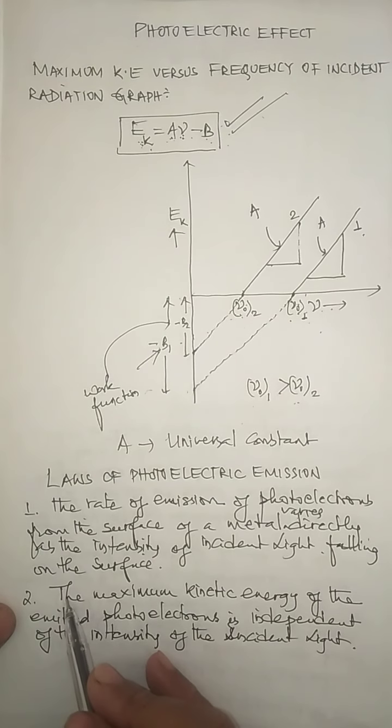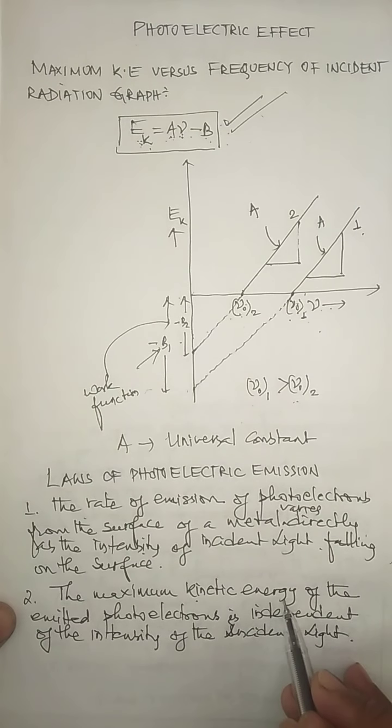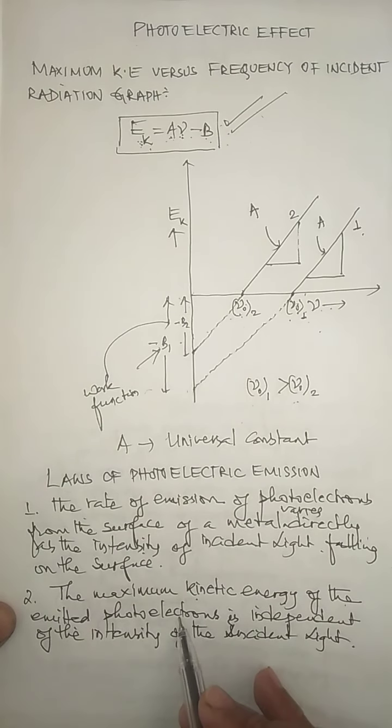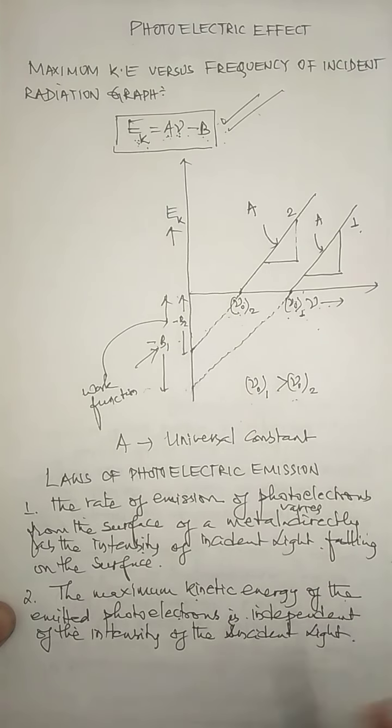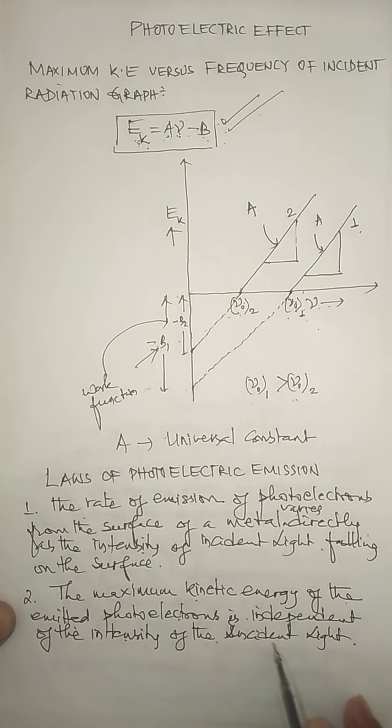Law number 2 says that the maximum kinetic energy of the emitted photoelectrons is completely independent of the intensity of the incident light. Kinetic energy is independent of the intensity of light, but depends only on the frequency of incident light. This statement says that the maximum kinetic energy of the emitted photoelectrons from the plate is completely independent of the intensity of incident light.